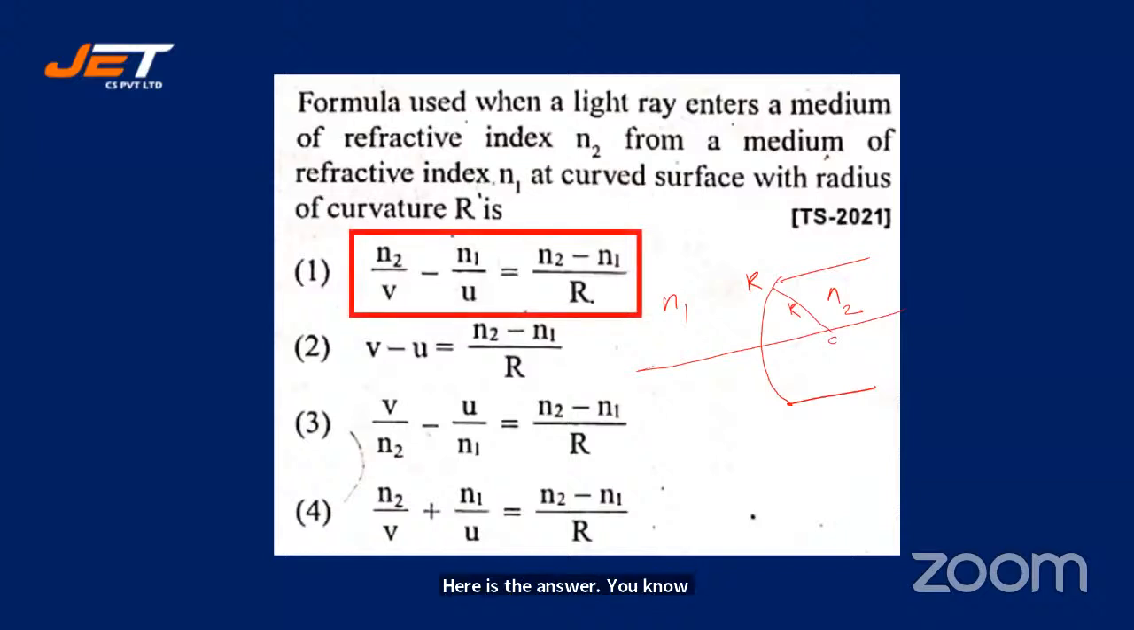You're all right. Jashwant, correct yourself. It is not V by N2, it is N2 by V. All right. That's okay to be wrong, but correct yourself.